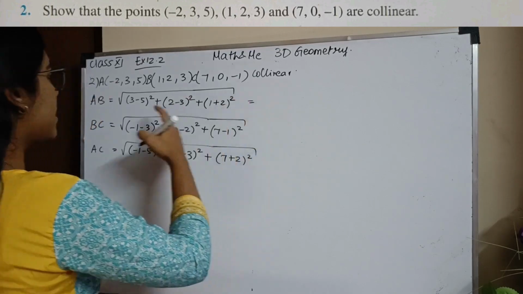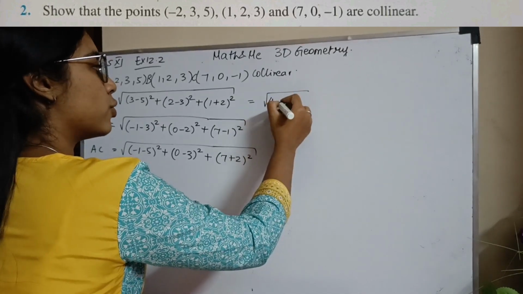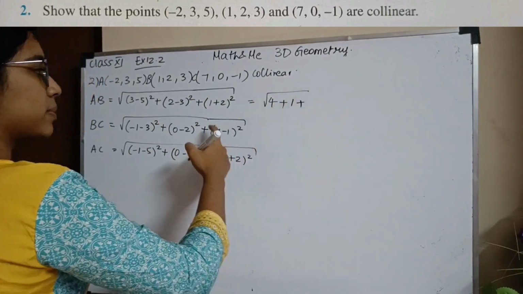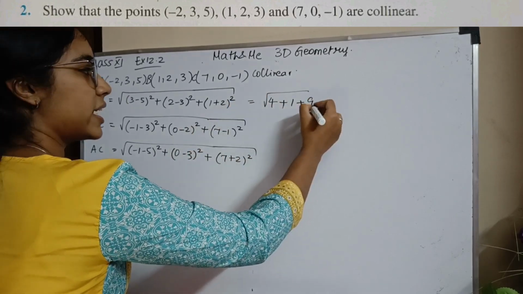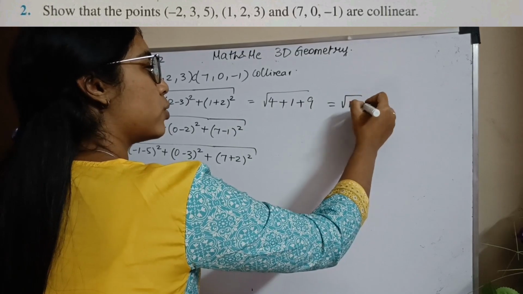So this is 3 minus 5 is minus 2. Minus 2 the whole square is 4. Plus 2 minus 3, minus 1 square is 1. Plus 1 plus 2, 3, 3 square is 9. So what will I have? 9 plus 1, 10, 10 plus 4, 14. So square root of 14.